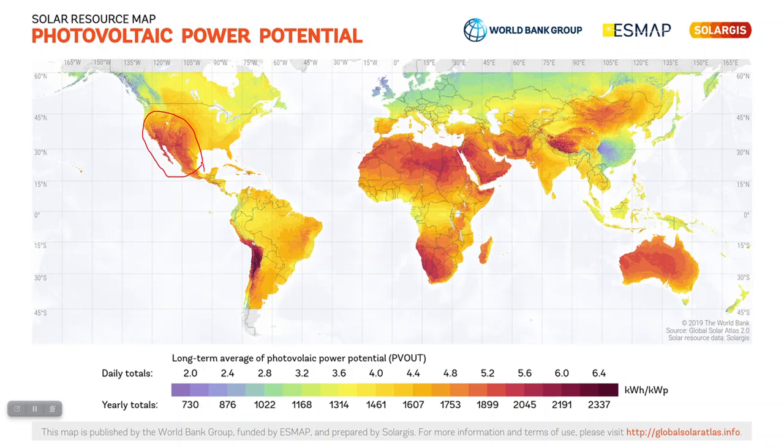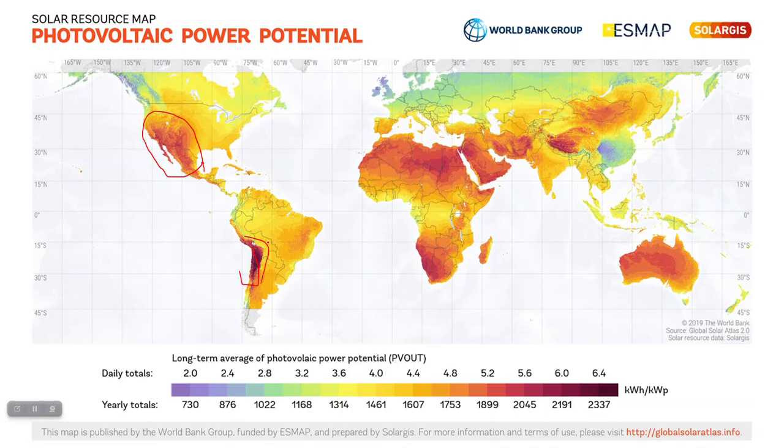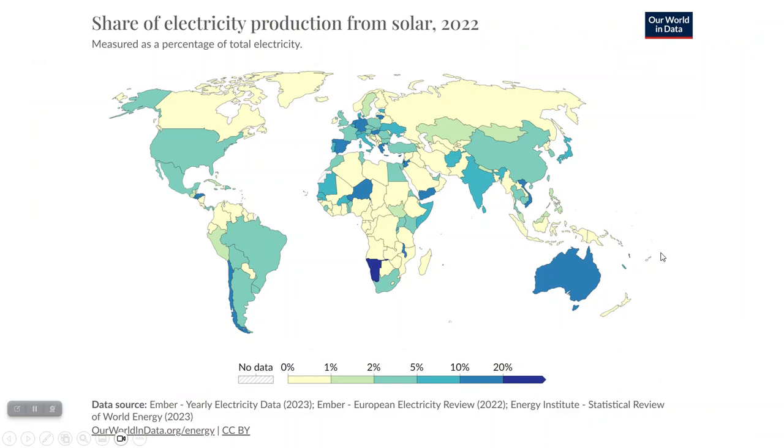The southwestern United States, as well as the northern part of Mexico. This part right here is, sorry, the Atacama Desert in Chile. Notice that a lot of desert regions have a lot of potential for solar power. If you are trying to find a place to use solar energy, any of these very dark areas would be great for it.